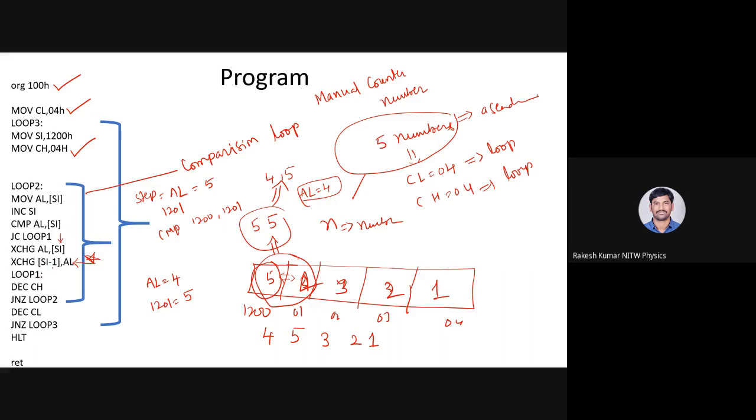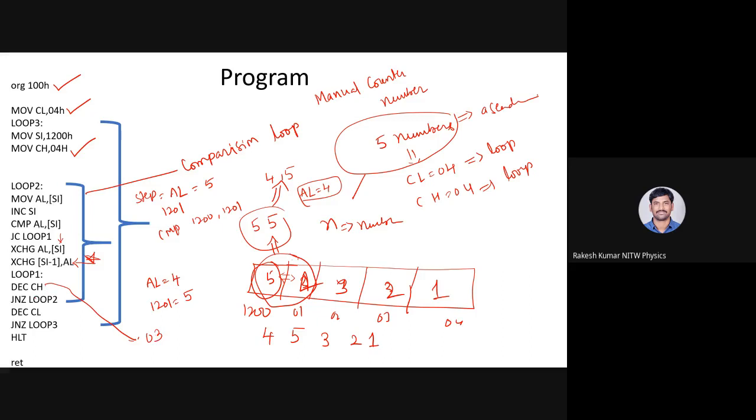Where does it go? Loop 1, sir. Loop 1. What does it do after that? It decreases the CH value. So CH value means it becomes 0, 3.